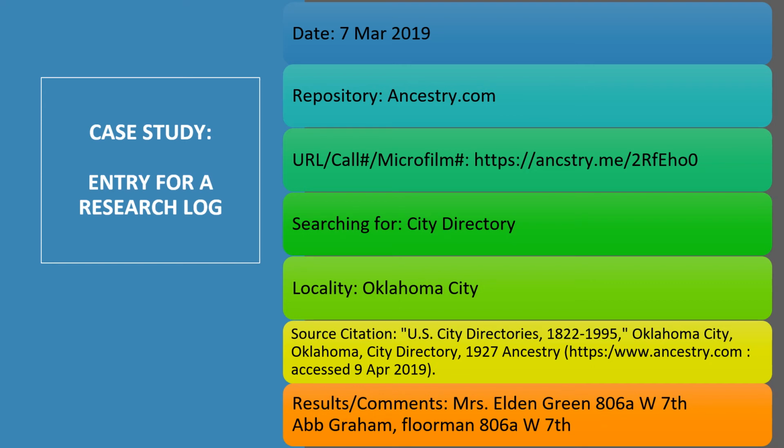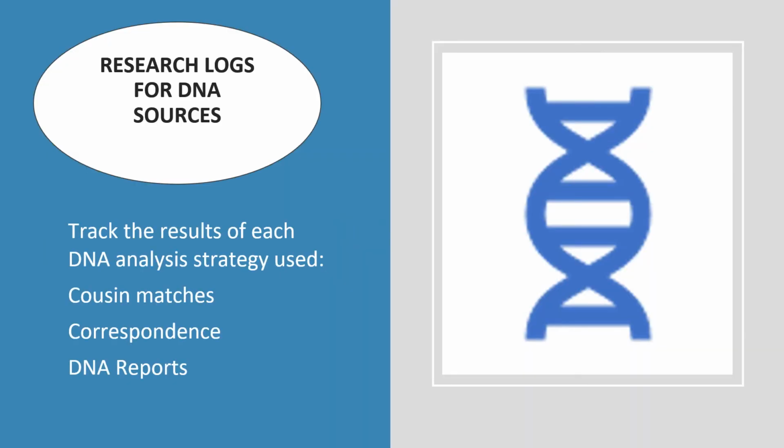the results, just transcribed exactly from the city directory, that she was going by Mrs. Eldon Green, and they were at 806A West 7th. Ab was a floorman, which means a janitor at this time, and he was at that address also. So my research log held every entry for the city directory research.